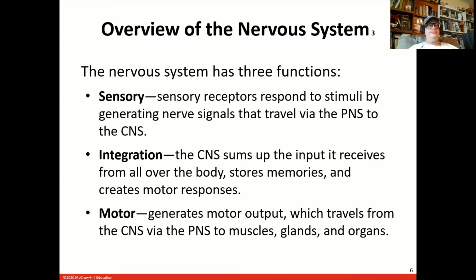What that means is that we have sensory afferent nerves that carry the signal to the central nervous system, interneurons that are in the central nervous system, and efferent nerves that carry the signal away from the central nervous system to some target effector. Could be an organ, something like that. Moving on.